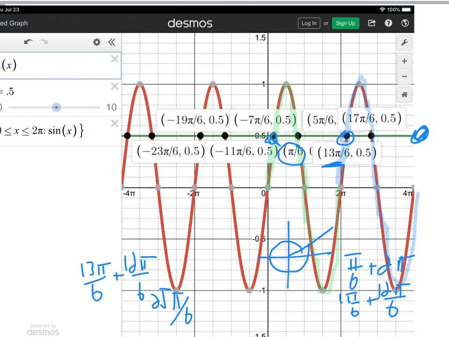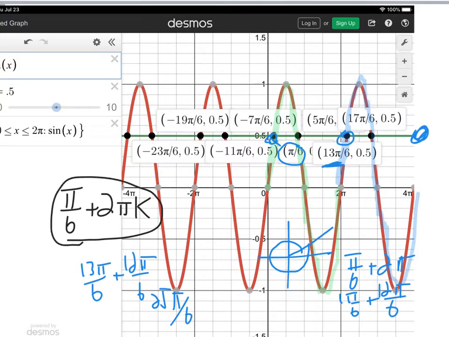So what we could say the first answer is going to be pi over 6 plus 2 pi times however many times around we're going to go. So that's one set of solutions. That takes care of all those solutions in quadrant 1. And now we've got all those solutions that are going to happen over here in quadrant 2 at 5 pi over 6. Well, that'll be the same kind of thing. 5 pi over 6 plus 2 pi times however many times we go around.